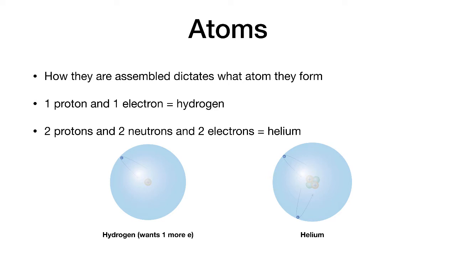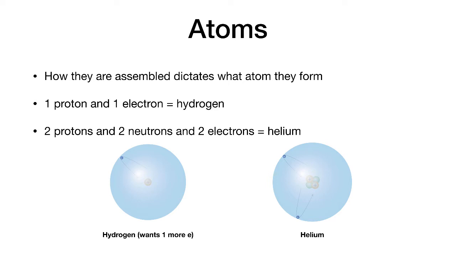So those are the subatomic particles. These are put together to form atoms, and how you put them together dictates what atom is formed. If you take one proton and you put in one electron, that electron will go in the lowest energy orbital, which is the 1s orbital, and it will zoom around that proton. That is a hydrogen atom.